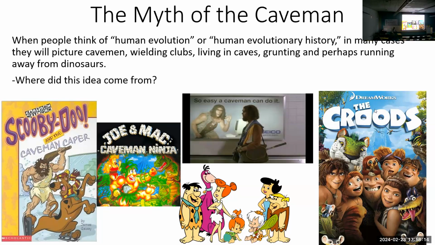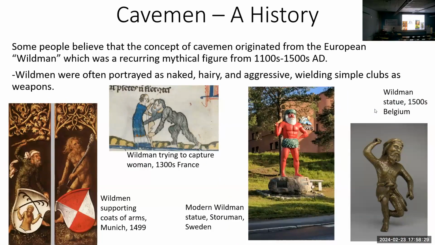So the first thing I want to talk about is where did this idea come from? I was really interested to dig into the history here, and I was kind of surprised by some of the really early representations of cavemen that I didn't know about. People don't know for sure, but a really common idea that's out there is that cavemen came from this earlier concept called the European wildman, which was an archetype within medieval Europe from the 1100s to 1500s AD.